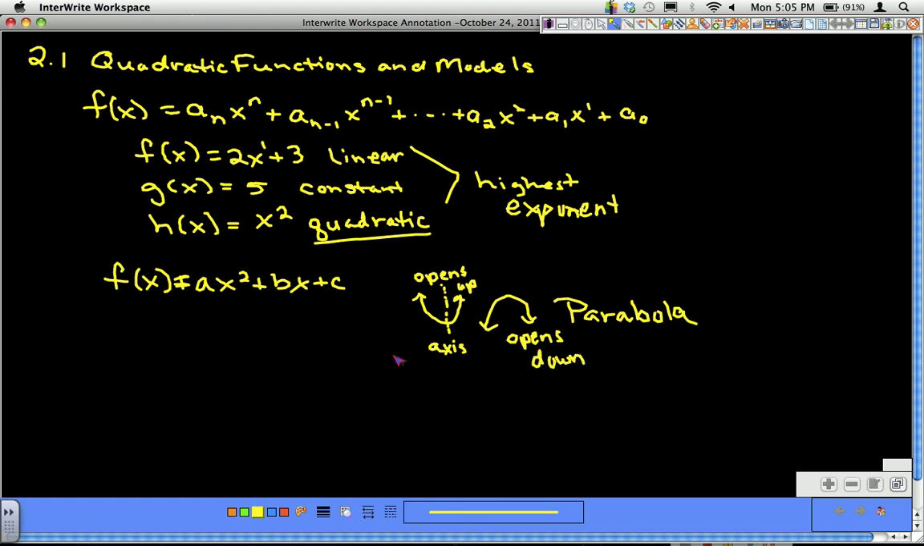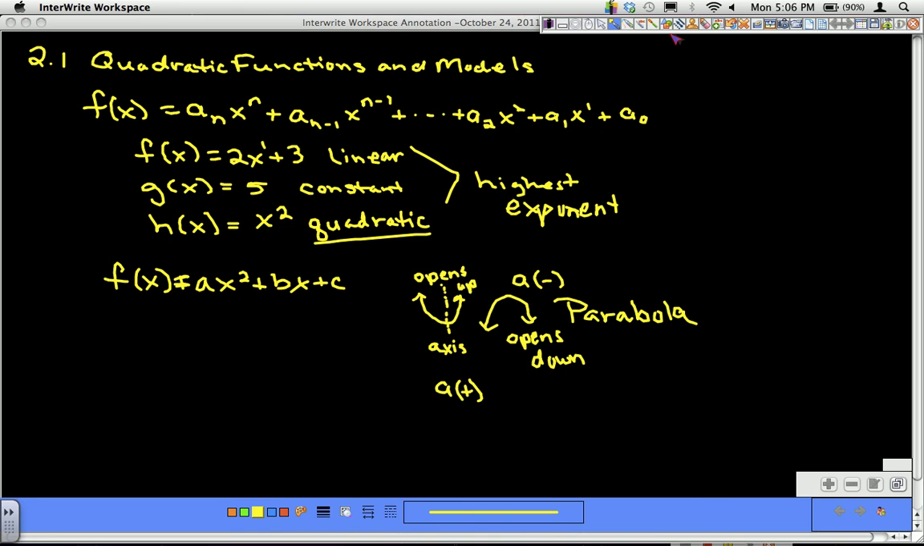Now, a couple things with this. The a value on this side is going to tell us quite a bit about this parabola that we're eventually going to end up with. For this one, when it opens up, a is a positive value. Here, when it opens down, a is a negative value. Now again, there's going to be a lot more that we'll talk about with this, but that's just the starting point for what a parabola is and for a quadratic.